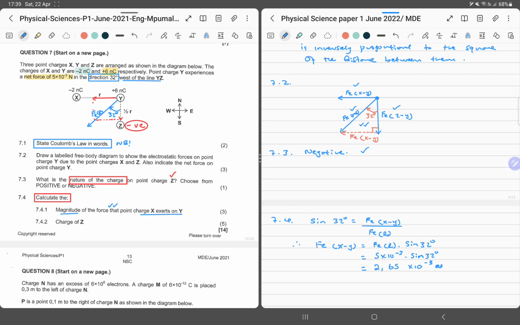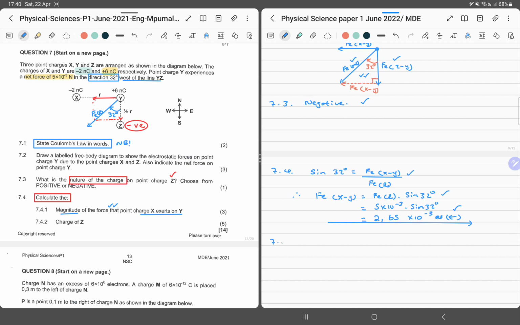Remember, this is a force, so it's newtons. Again, they just said magnitude, but I treat this as vectors. This is to the left because that is X on Y. So of course, trig ratios, substitution, and the answer. Easy 2 marks.